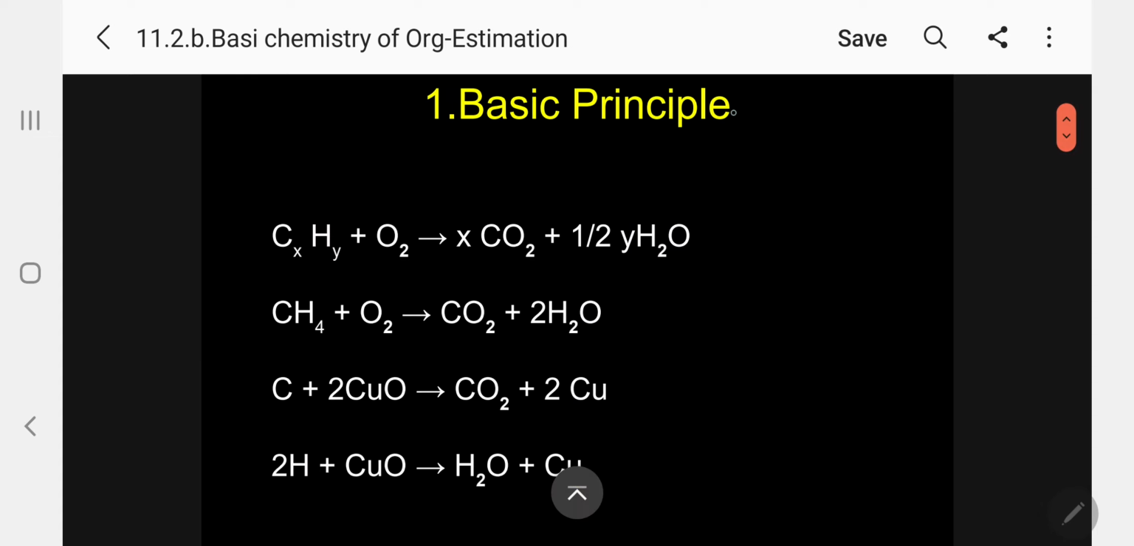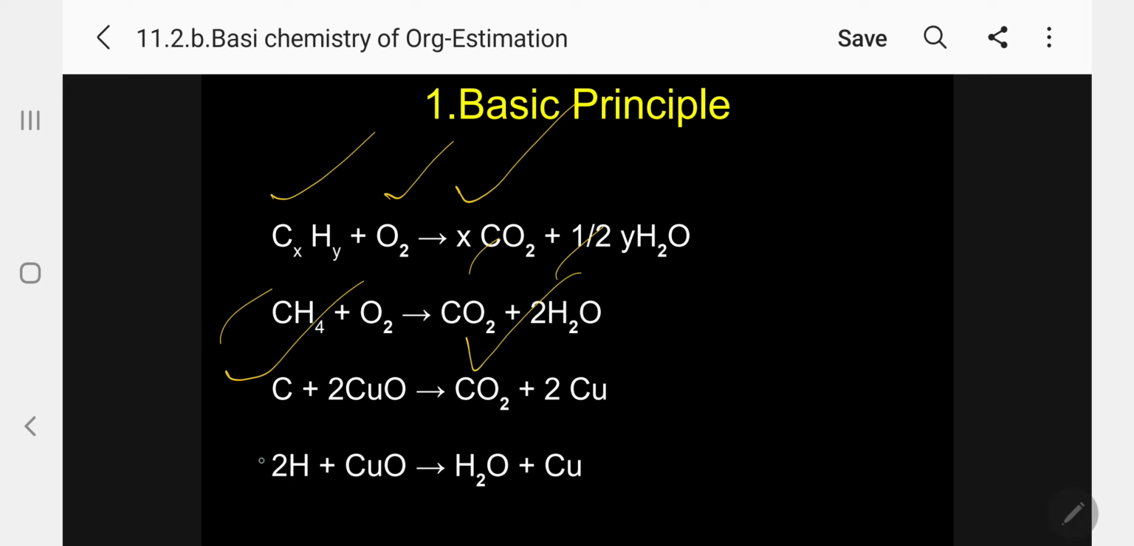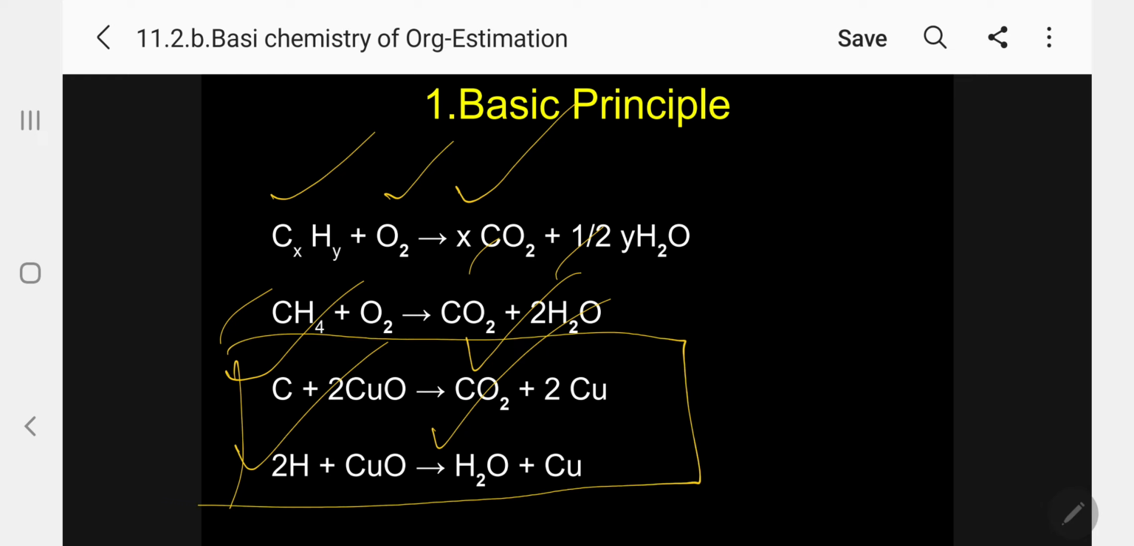So first I will explain the basic principle. What is the basic principle? When there is carbon and hydrogen, when you heat with copper oxide, the oxygen present there is oxidizing carbon to carbon dioxide. For example, methane gives carbon dioxide and water. So carbon is converted into carbon dioxide, hydrogen is converted into water. This is the most important basic principle.